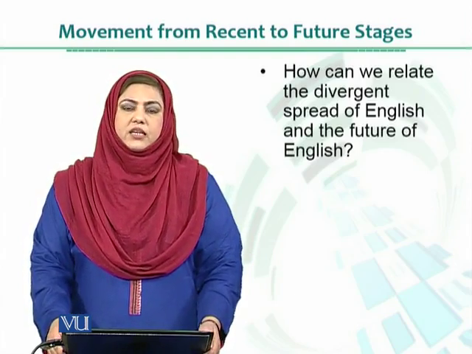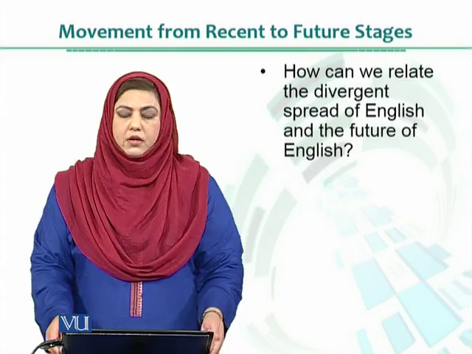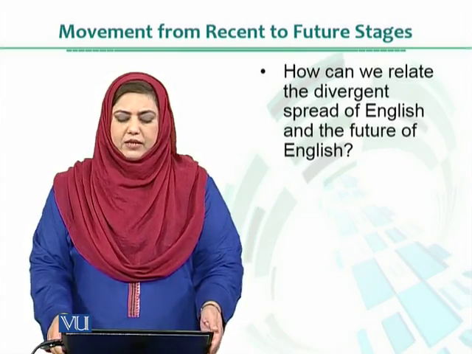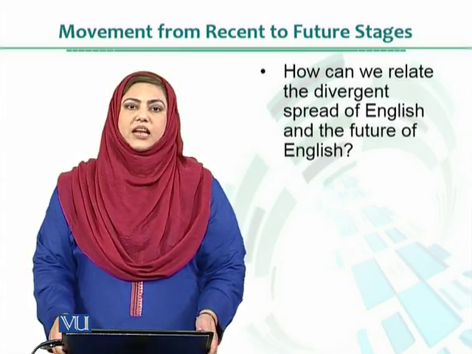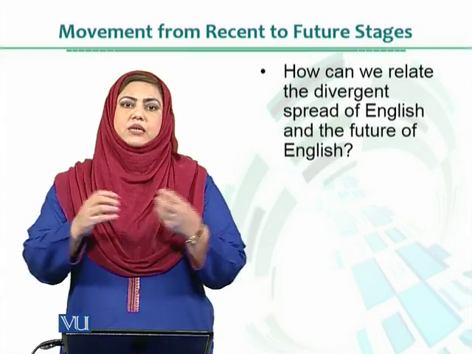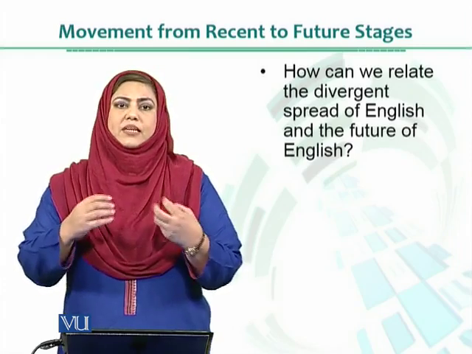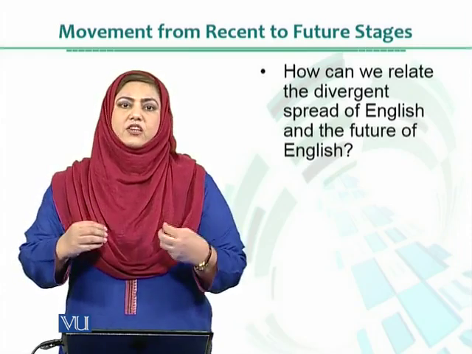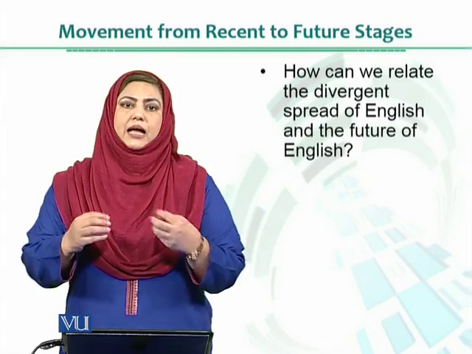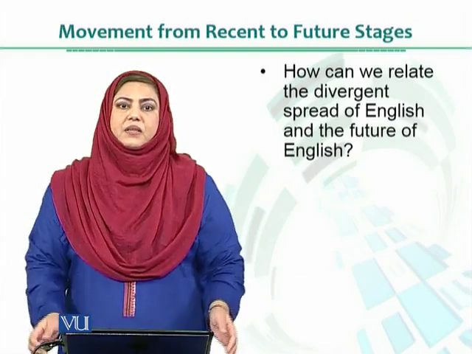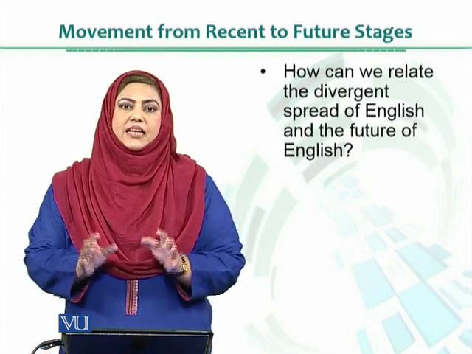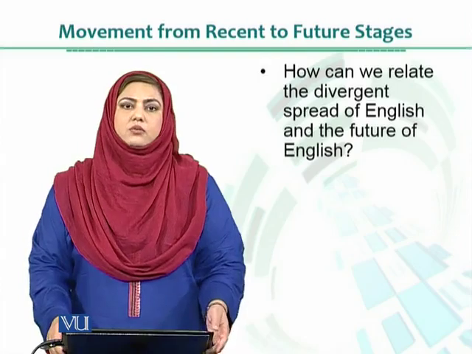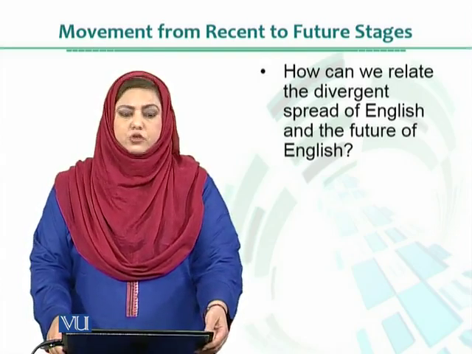The question that we need to think about as students of the history of the English language is, how can we relate the divergent spread of English and the future of the English language? You know, if English has spread so diversely, if it has taken so many shapes and forms and varieties, if it relates to so many national, ethnic, and geographical entities and identities, then we need to think about all this diversity, and we also need to try to relate it to how it is going to affect or influence the future of the English language.